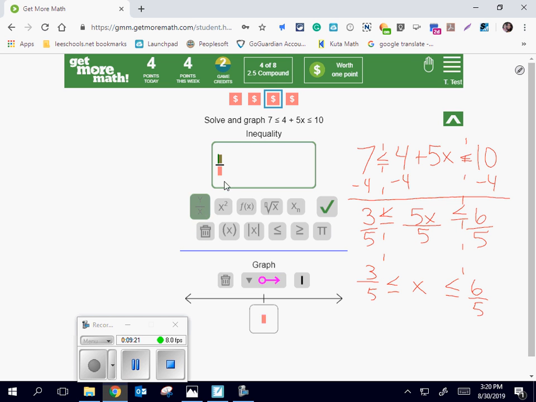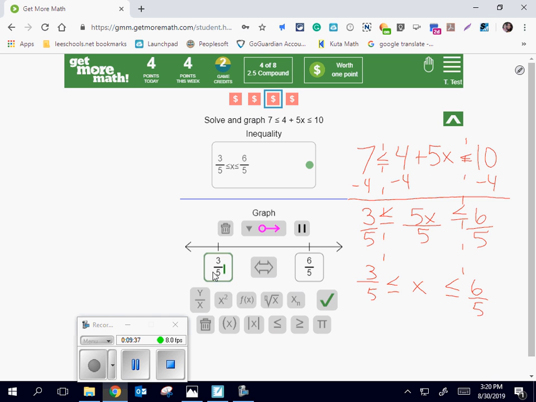Let's see. So 3 over 5, less than or equal to x, which is less than or equal to 6/5. Let's see if I did it right. Yes. Notice it already puts them in the boxes for me. Double check that you have the smaller one first, and then you look at your inequality signs. You know it's going to be one big one all together. I do want closed circles, so I want this guy closed circles, and I just click the 2 to graph it.